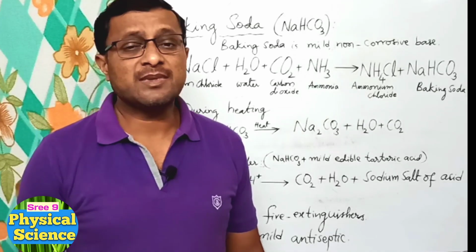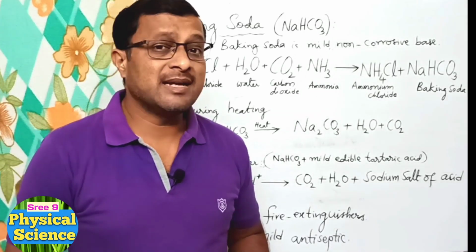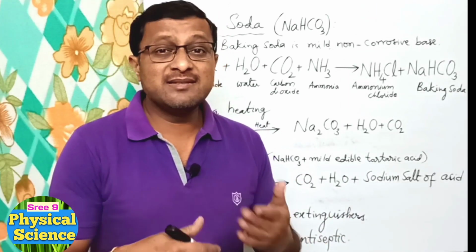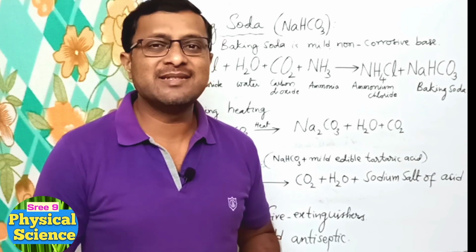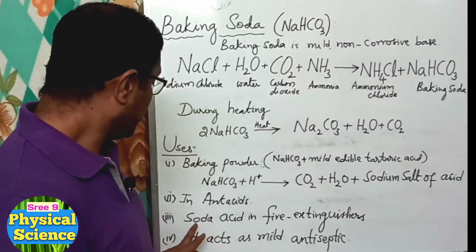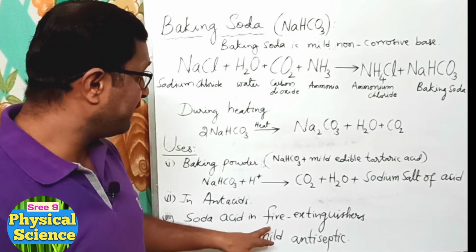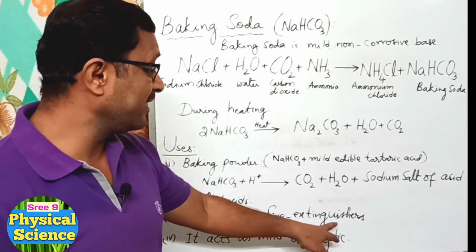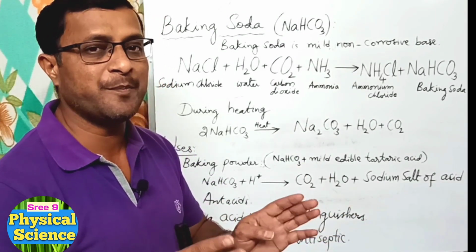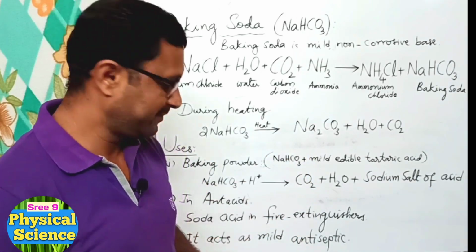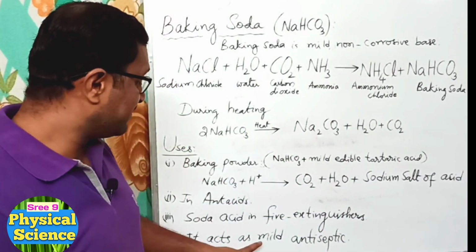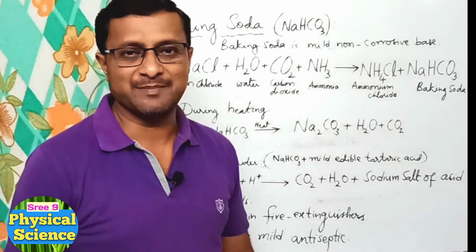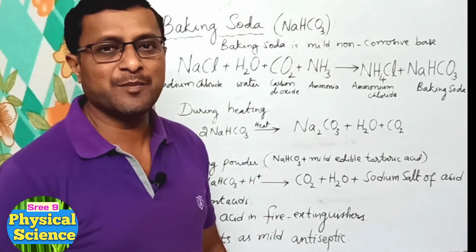Antacids. Why? Here sodium bicarbonate is also an ingredient in antacids. Being alkaline, it neutralizes the excess acid in the stomach and provides relief. Okay. Now soda acid, the third one, soda acid in fire extinguishers. So sodium bicarbonate is also used as soda acid in fire extinguishers, which are used to put out fires. Now the fourth one, it acts as a mild antiseptic. So these are the uses of sodium bicarbonate.